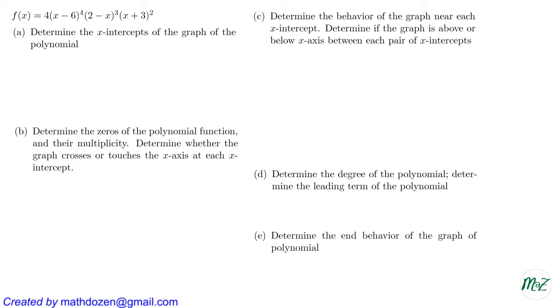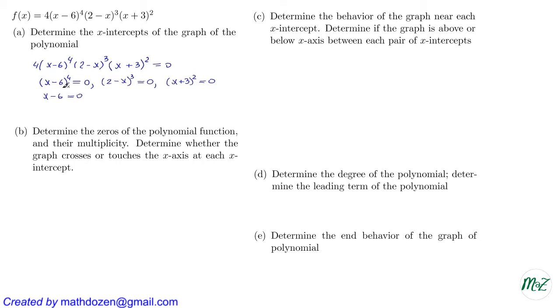So first of all, we determine the x-intercepts of the graph of this polynomial. So we set the formula for the polynomial equals 0. Since the expression is a completely factored expression, we set each factor that contains x equals 0. So the first factor that contains x is (x minus 6) to the fourth. We set it equal to 0. Then (2 minus x) cubed equals 0, and then (x plus 3) squared equals 0.